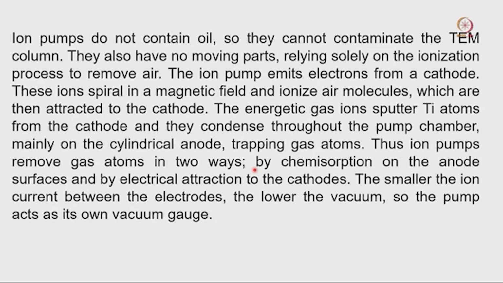Okay. So, for the ion pump, we will just discuss this. An ion pump can remove the ions in two different ways. It traps the gas molecules and attracts them to the anode surface, depositing them there, and the smaller the ion current between the electrodes, the lower the pressure, meaning the better the vacuum. So, the pump acts as its own vacuum gauge.